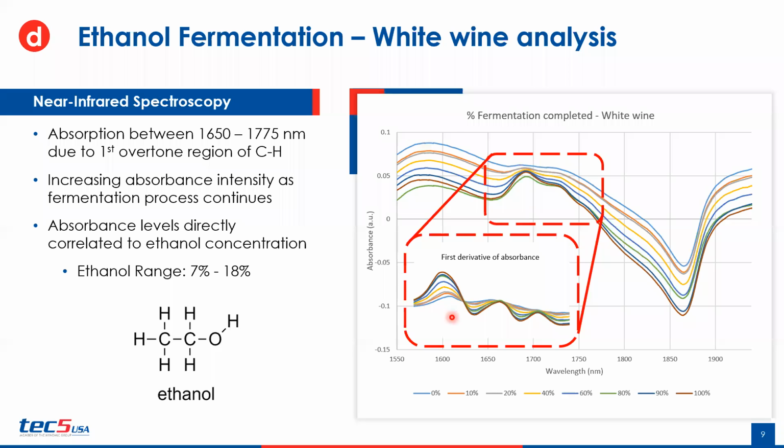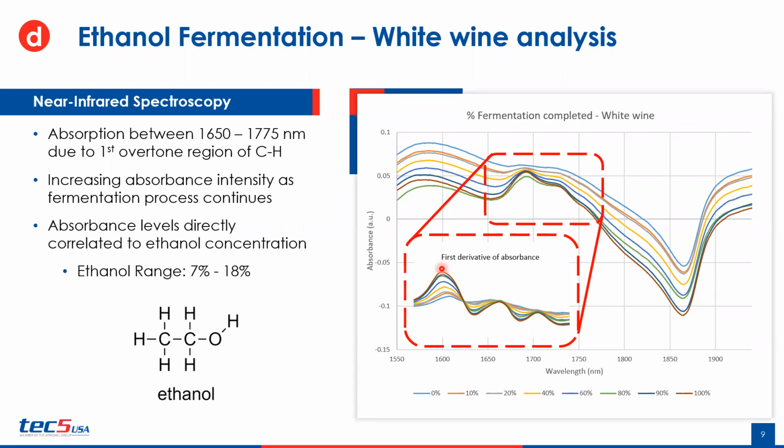So focusing in on this region here, if you look at this particular peak, you can see at around 0% or so, the intensity is fairly low in this region for ethanol. And as you go to longer fermentation, as you increase the fermentation process, you get increasing levels of ethanol, ultimately topping off here at around 100% or so, which is associated with the highest ethanol concentration.